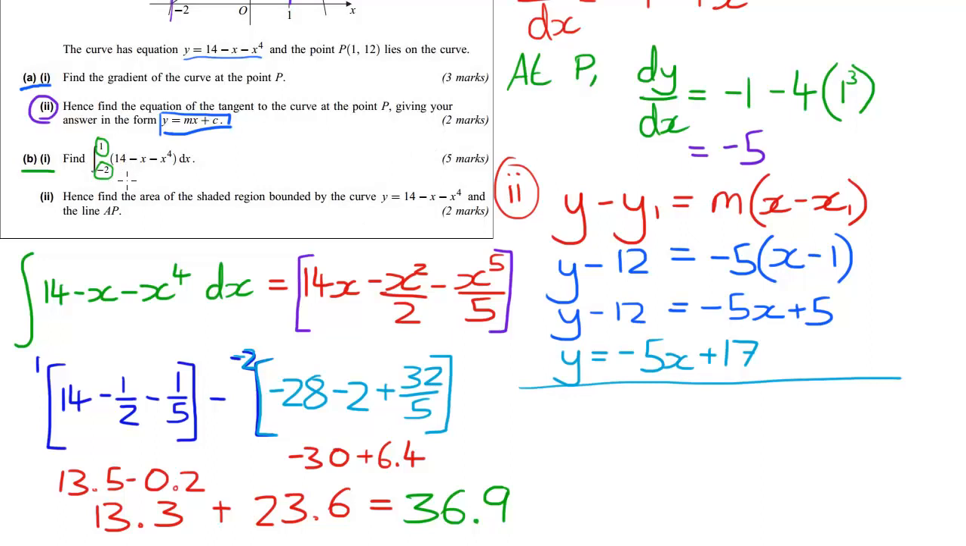So it wasn't too bad. Just split it up. So ignore the two boundaries, do it generally, and then the top one minus the bottom one. It's just practice, I think. So let's move on to the last question, because this video is running a bit long. So hence find the area of the shaded region.